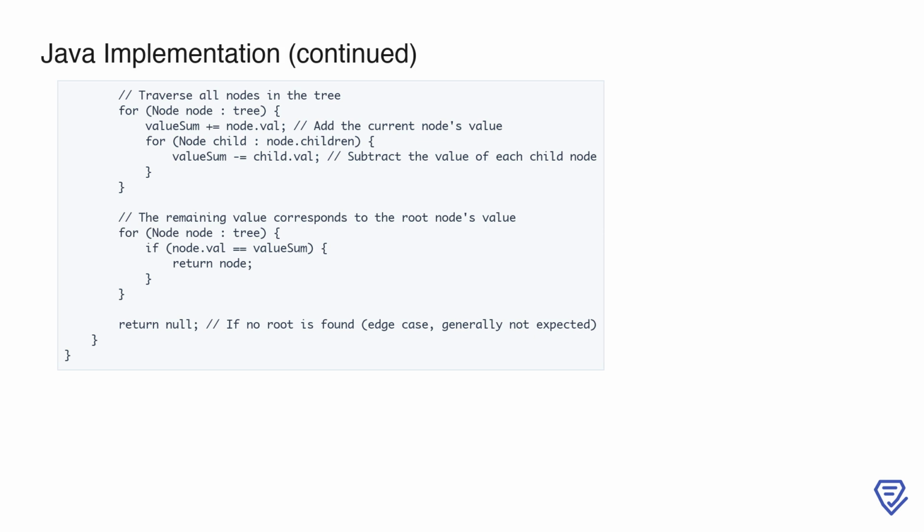To identify the root, we loop through the tree once more and check which node has a value matching valueSum. When we find the match, we return that node as the root. Finally, we include a safeguard to return null in case no root is found, though this is an edge case and typically not expected with valid input.